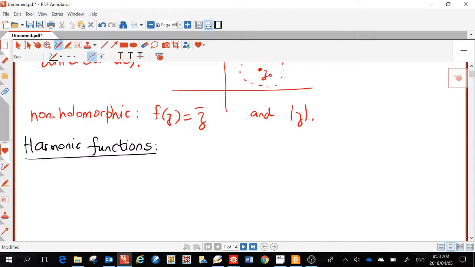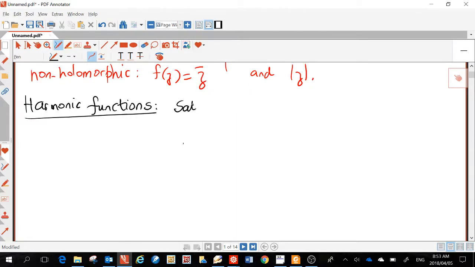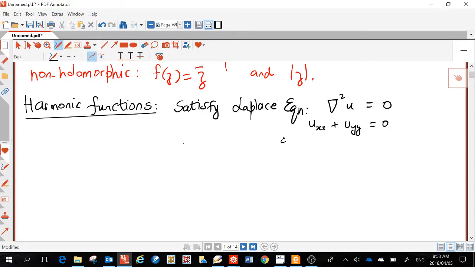Actually, we came across harmonic functions already, but we didn't mention the word. Harmonic functions satisfy Laplace's equation. Laplace's equation is del squared u equals 0, or you can say uxx plus uyy equals 0, or you can say ∂²u/∂x² plus ∂²u/∂y² is 0. Any function that satisfies Laplace's equation is a harmonic function. In particular, the sine and cosine functions are harmonic.